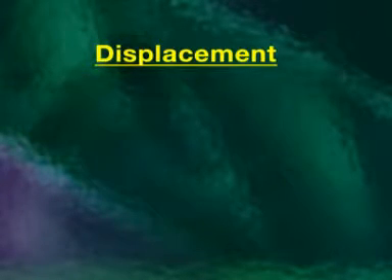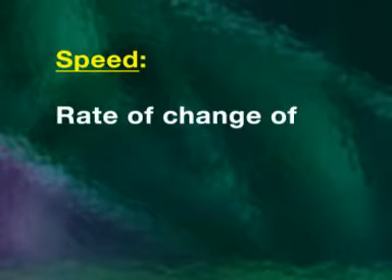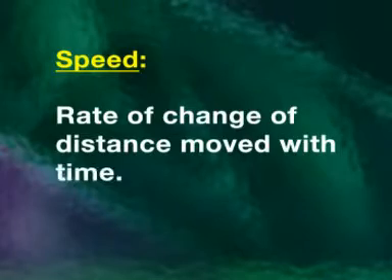Now let's look at the displacement. Displacement is the distance moved in a specified direction. Example, 20 meters north of A. We may also want to look at speed, which is the rate of change of distance moved with time. For example, a car may move at a speed of 100 meters every second. Its speed is then said to be 100 meters per second.